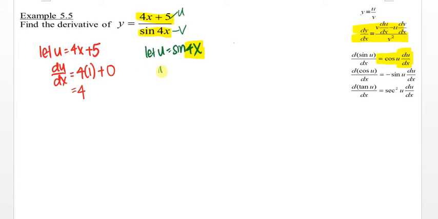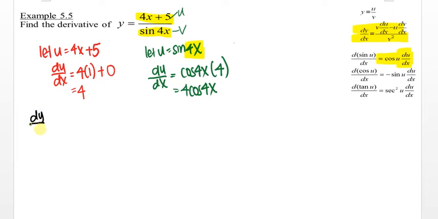So dv over dx is equal to cosine 4x times the derivative of 4x, which is just 4. So you will get your answer to be 4 cosine 4x. Now that we have all the different parts, we can apply our quotient rule.